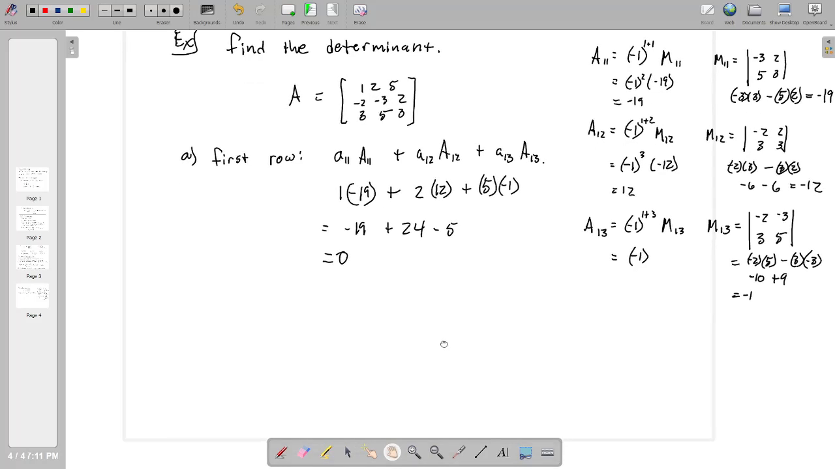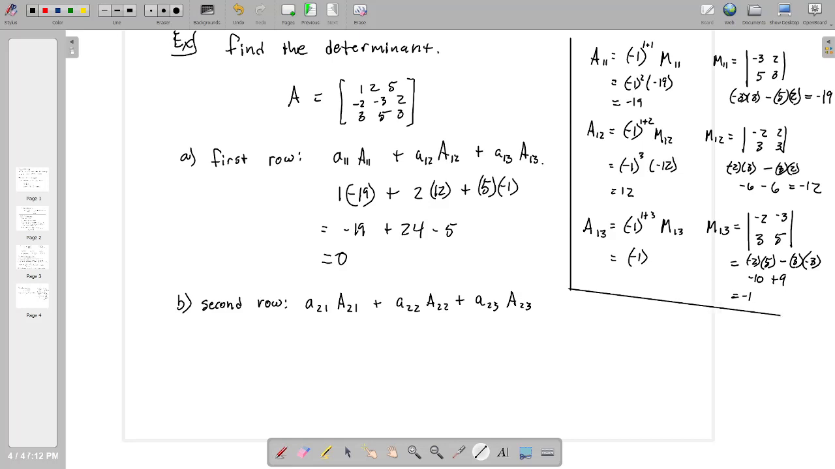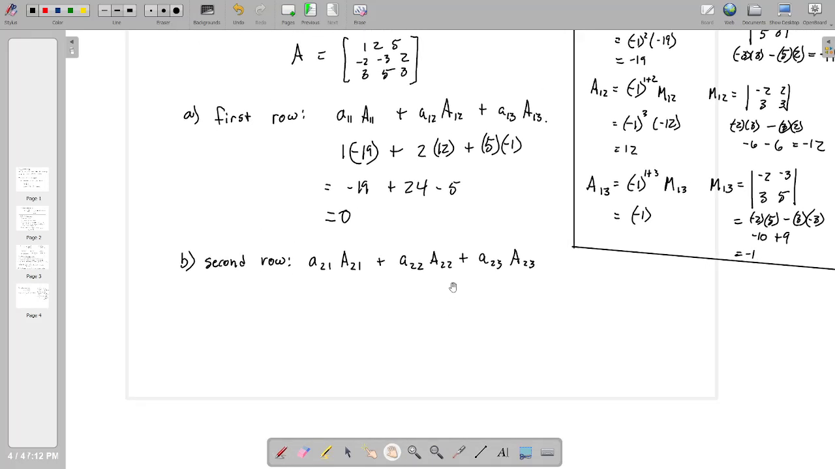So now let's do this with the second row. As I said before, you can use any row or any column. That means that we should get the same answer. So a sub 2,1 times the cofactor a sub 2,1 plus a sub 2,2 times the cofactor a sub 2,2 plus a sub 2,3 times the cofactor a sub 2,3. None of these are what we need, so we need to figure out each of the cofactors, and then we'll use the entries times the corresponding cofactors.